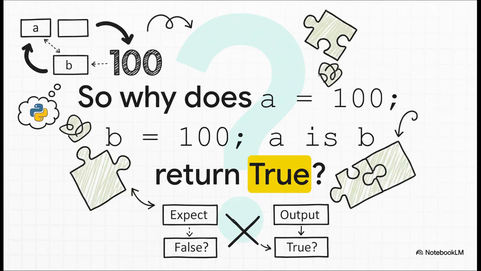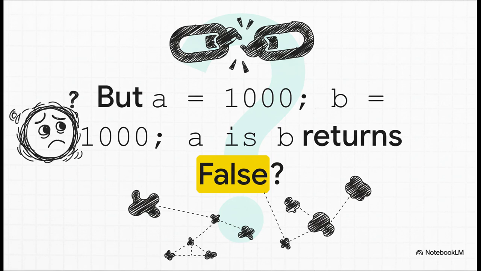We're creating A, then we're creating B. They should be two separate integer objects. But if you actually run this code, Python tells you it's true. How is that possible? And get this, to make it even weirder, if you do the exact same thing with a bigger number, say 1,000, all of a sudden you get false, which is what we expected in the first place. What on earth is going on here?